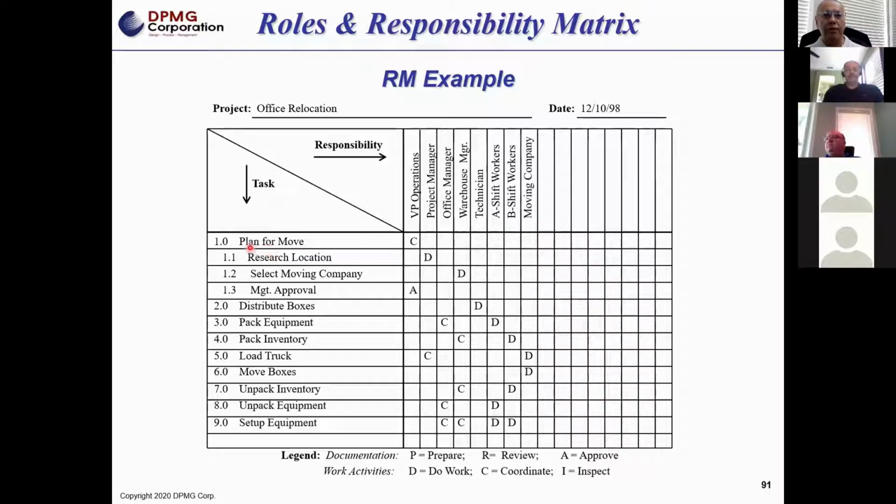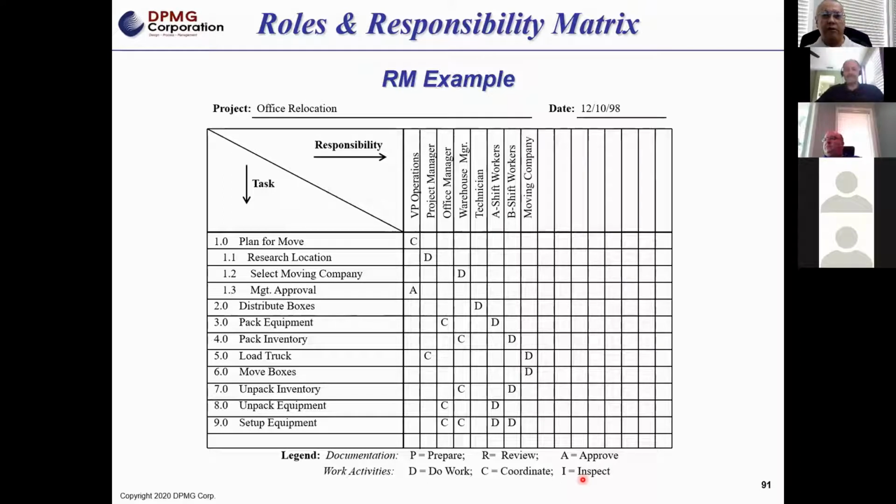So again, very simple. Planning to move, well, that was the VP, right? The VP was planning to move. He was doing all the planning, so he's responsible for the planning. And so he's doing C, he's doing the coordination. The research location, the project manager was researching the location. Management approval was the VP, and selecting the moving company was the warehouse guy, okay? And the warehouse manager. And so this is real simple, very straightforward, nothing complicated about it, right?